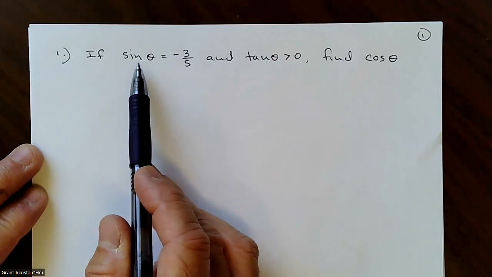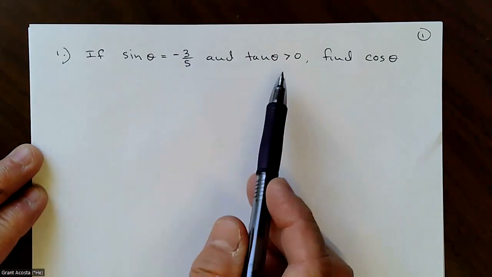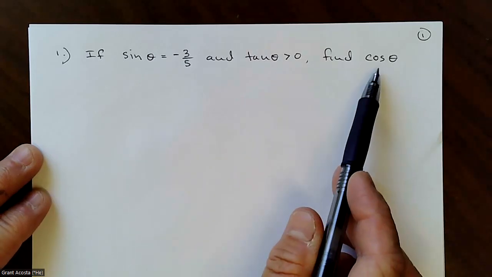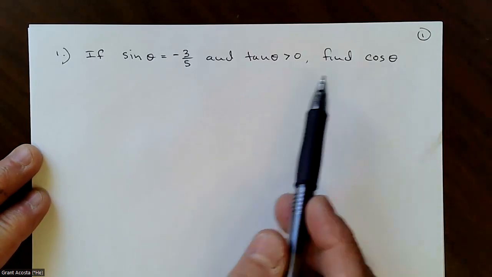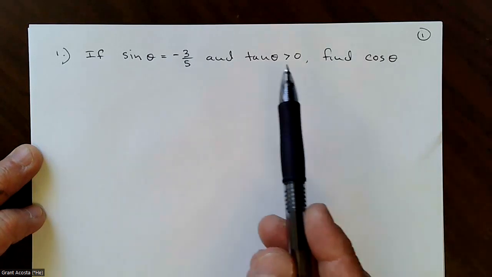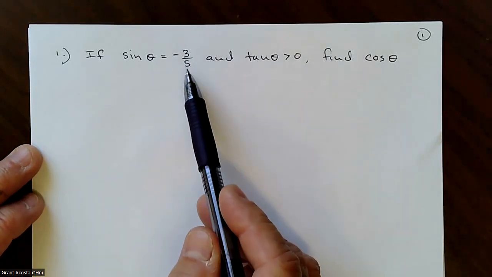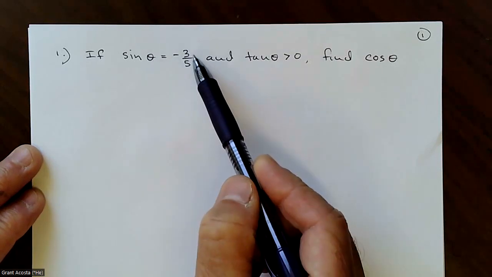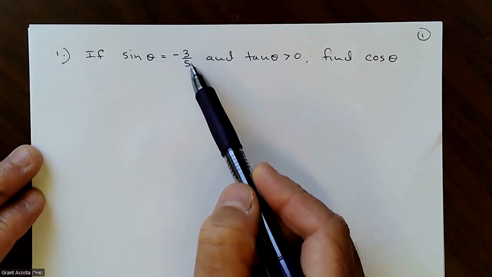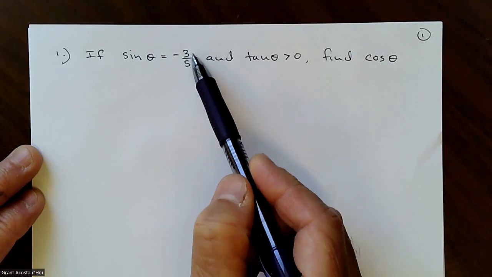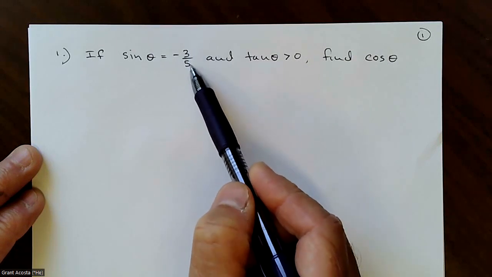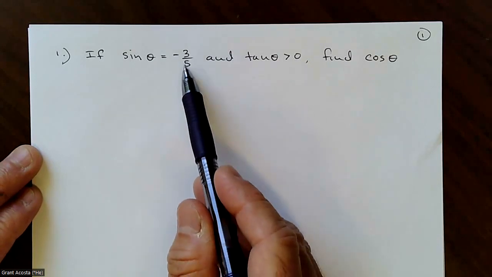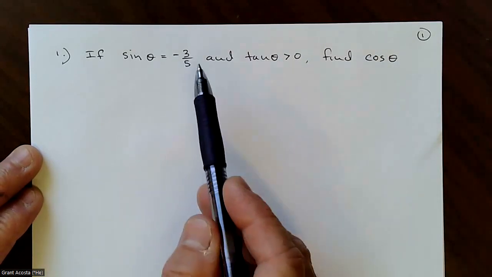So let's say we know the sine of theta is -3/5, and we also know that tangent theta is greater than 0, and we want to find the cosine of theta. For these types of problems, what we're going to do is draw a triangle, because if we think of sine as opposite over hypotenuse, we know two of the sides of our triangle, and we could always use the Pythagorean theorem to find the third side and answer our question.